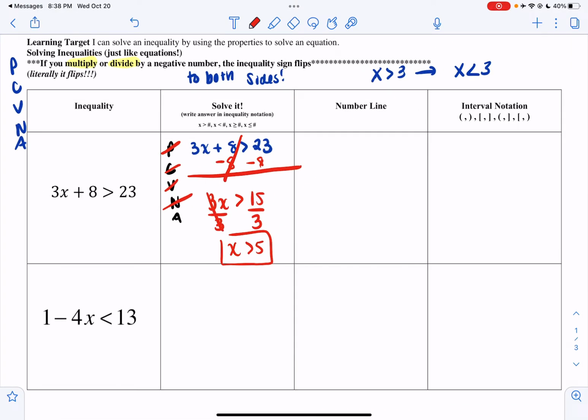So now if I were to put that on a number line, I simply draw my number line. I put a 5 smack dab in the middle. Is that an open circle or a closed circle? It's an open circle because I'm saying greater than, not greater than or equal to. And since I'm doing x greater than 5, I'm going to shade in this direction, and that's my final answer.